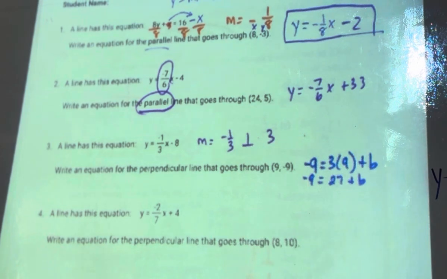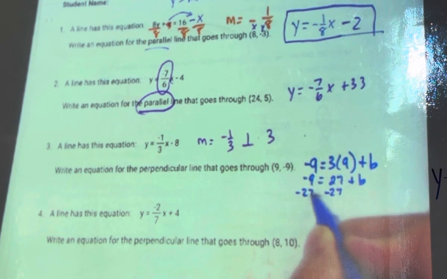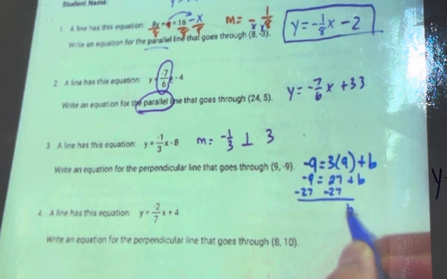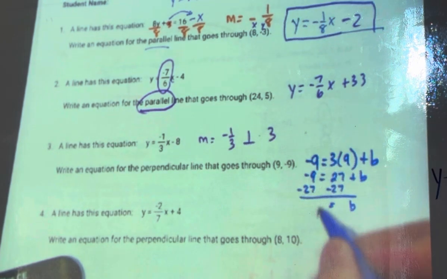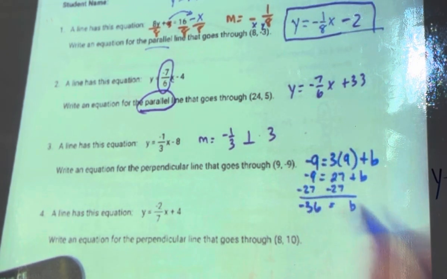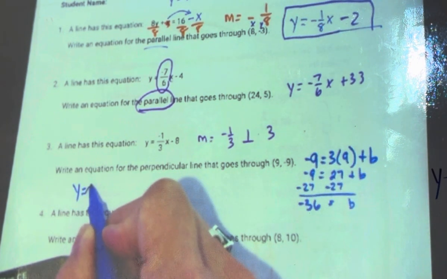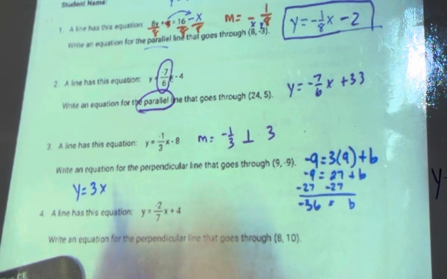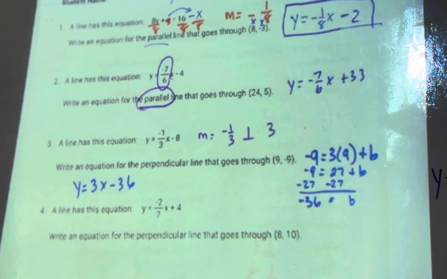Now what? Yeah, subtract 27 on both sides. When the signs are the same, you add and keep the sign. So b equals negative 36. So am I done? No, I need to write my equation. So y equals 3x minus 36.